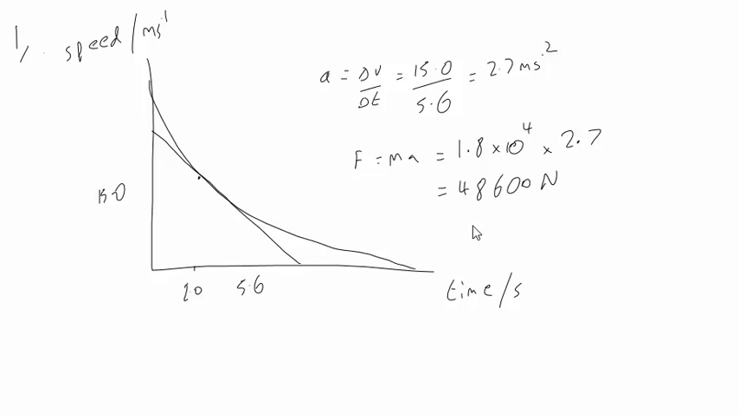or 4.9 times 10 to the 4 newtons, to two significant figures. In 1.2, we're asked if an 85 meter escape lane would be long enough.